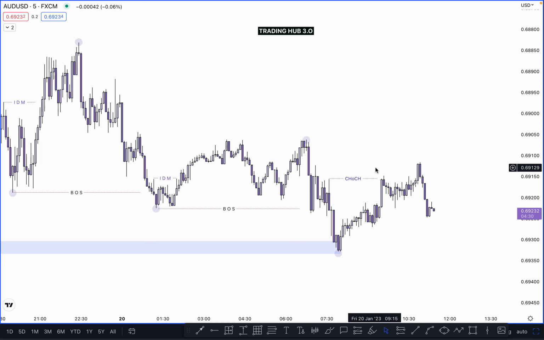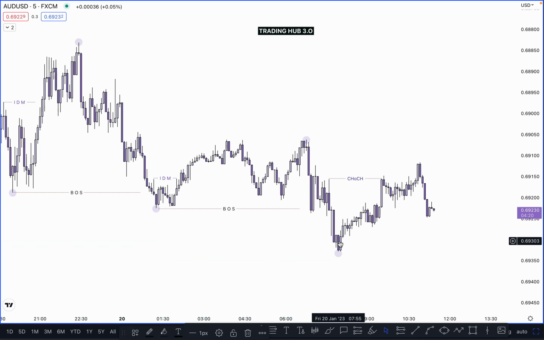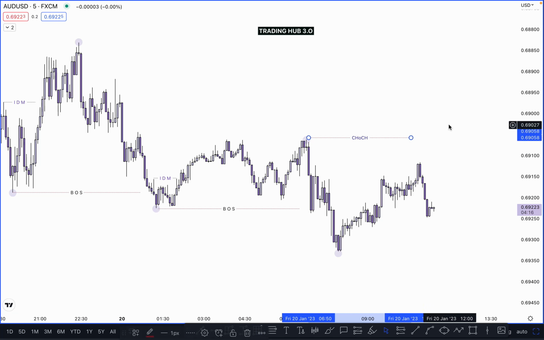To confirm this CHoCH in this case, when price tap on a PY, market not need to close above it, and sometimes this one is a sweep like this. So this one is valid, but to confirm this actual CHoCH, which one is here in terms of the structure, price must close above it, right? So this can be our valid change of character.